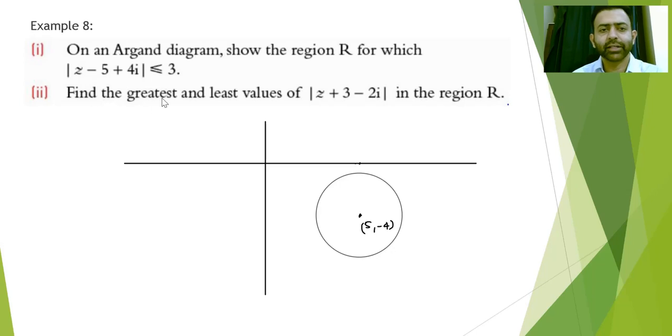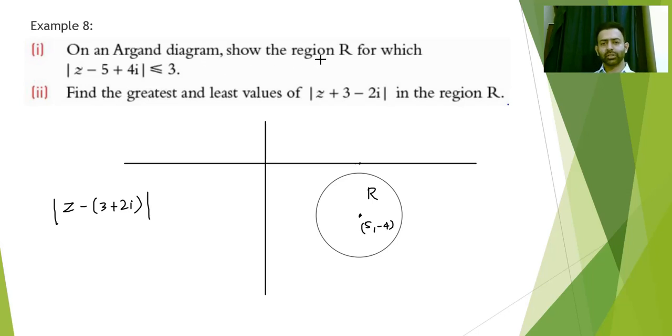So it says that find the greatest and least value of |z minus 3 plus 2i|, right? Greatest and least value of this, since z represents all the points which are lying inside this circle, and this circle is your R. Okay, the first part is basically saying that we have to show the region R, which is all these points lying inside and on the circle, right?